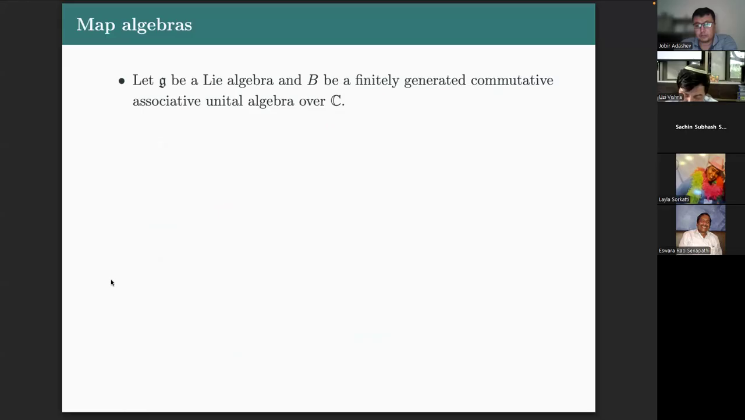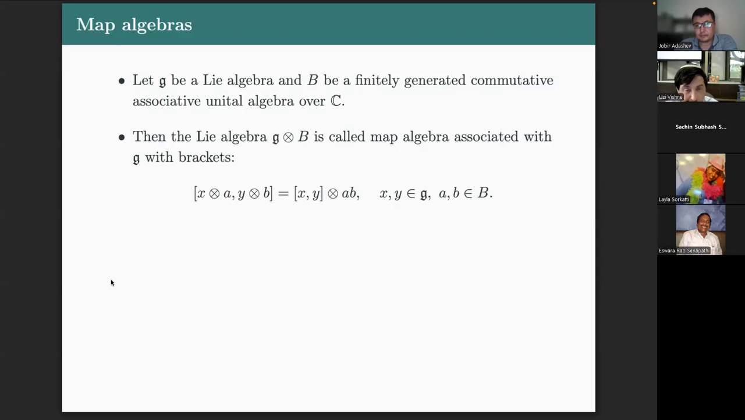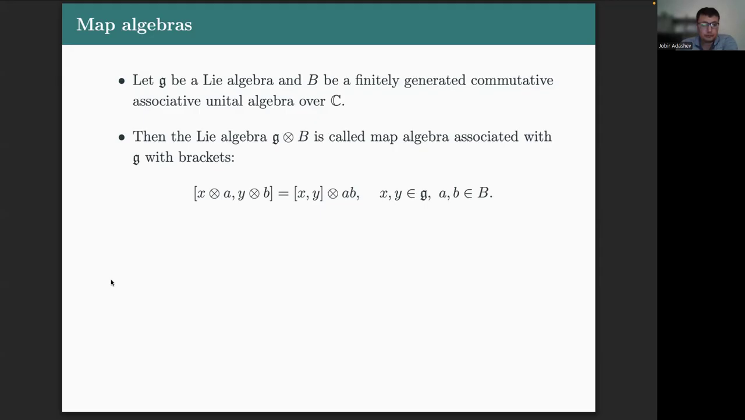For a Lie algebra G, and B a finitely generated commutative associative algebra, one studies the so-called map algebra. It is the set of all maps from G to B, and from these functions you get an isomorphism with G tensor B, with a nice Lie algebra operation: the bracket of X tensor A and Y tensor B is the bracket of X, Y tensor AB. This makes sense as B is an algebra.